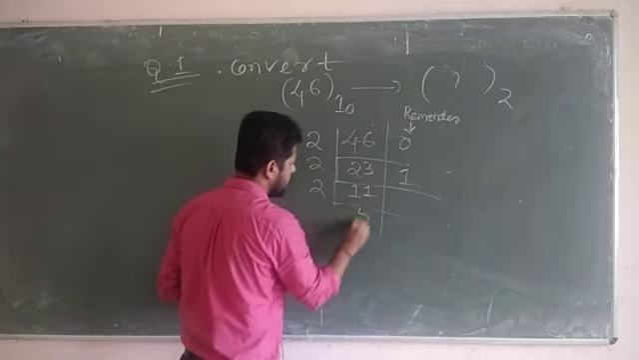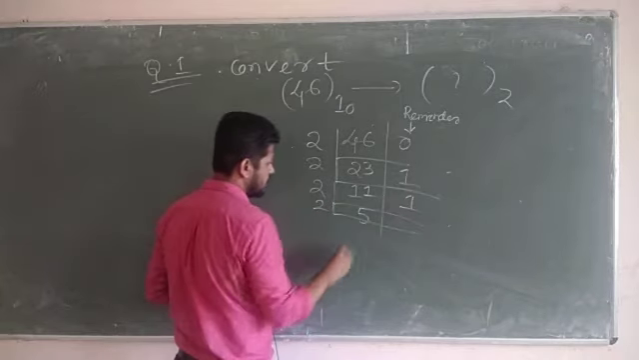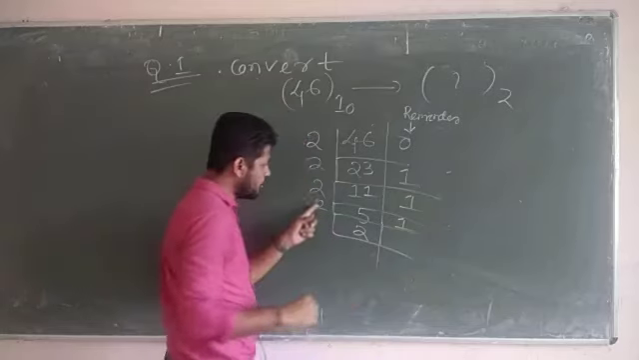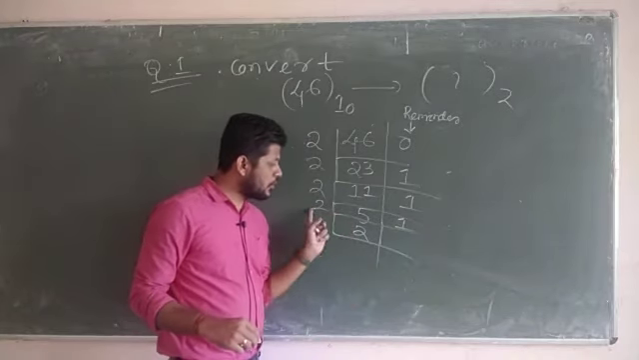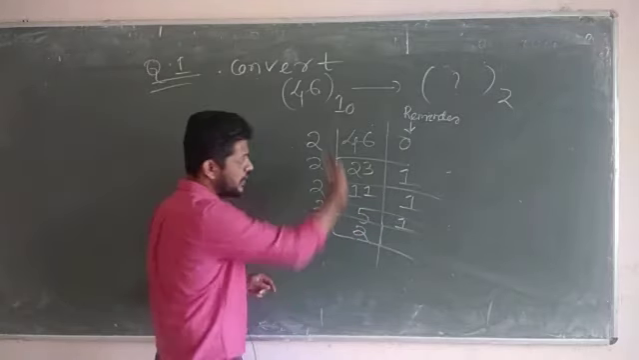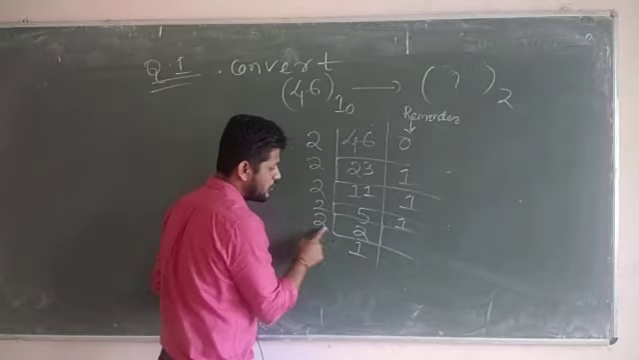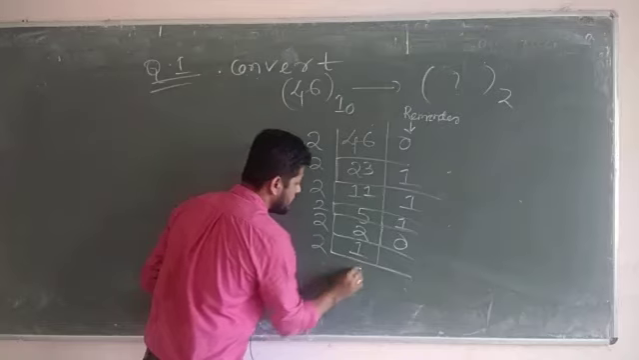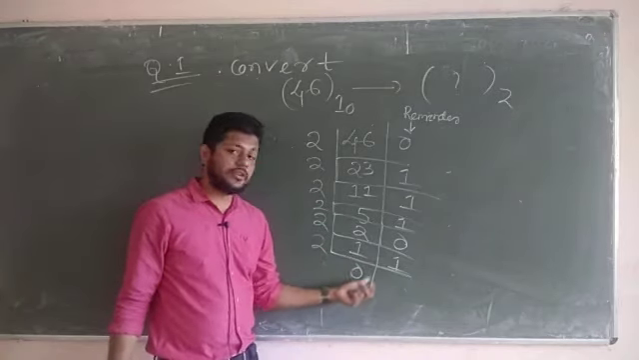Again 2 into 5, that means the remainder is 1. Then 2 into 2, 4. Don't subtract 5 minus 2. 2 into 2 is 4, so 5 minus 4, the remainder is 1. Just look at the way I am approaching the problem. So 2 into 1 is 2, and 2 minus 2, the remainder is 0. Then again 2 into 0 is 0, so 1 minus 0, the remainder will be 1.